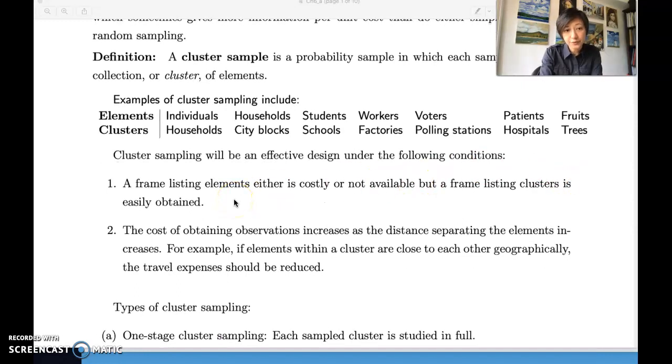If we don't have the full frame, we don't actually have the list of how many oranges there are, but I could easily see that trees contain clusters of fruits, clusters of oranges. Secondly, the cost of obtaining observations decreases. So if I have separated the population into different clusters, after I randomly choose some of the clusters to be sampled, I just send people to go to this particular district or this particular cluster to collect the data. And that is relatively easier than collecting data from each of the strata.